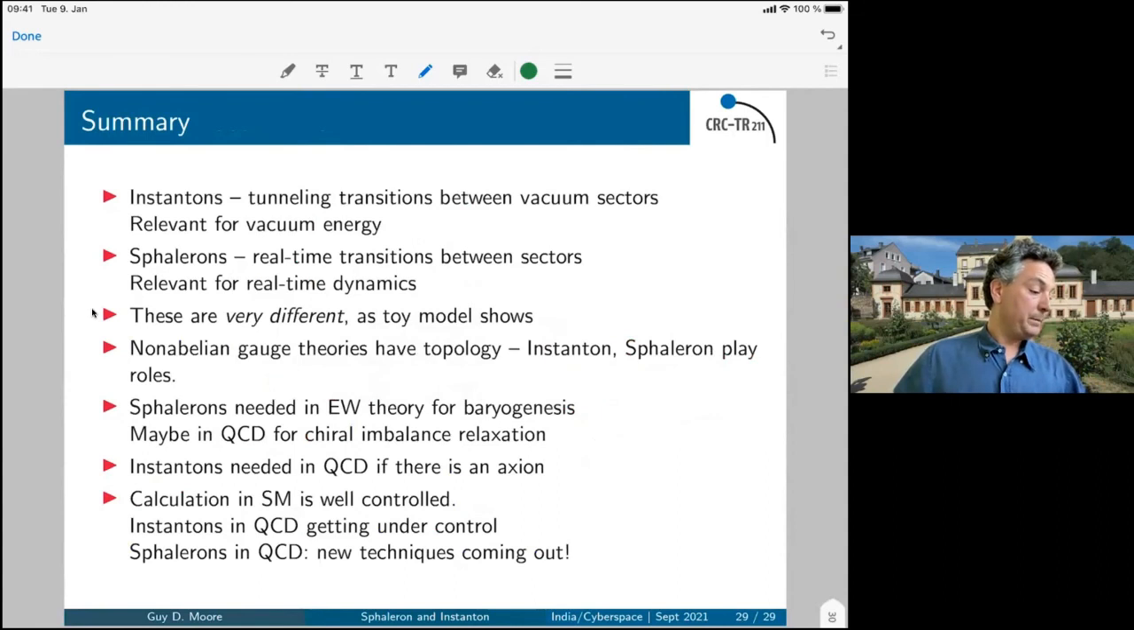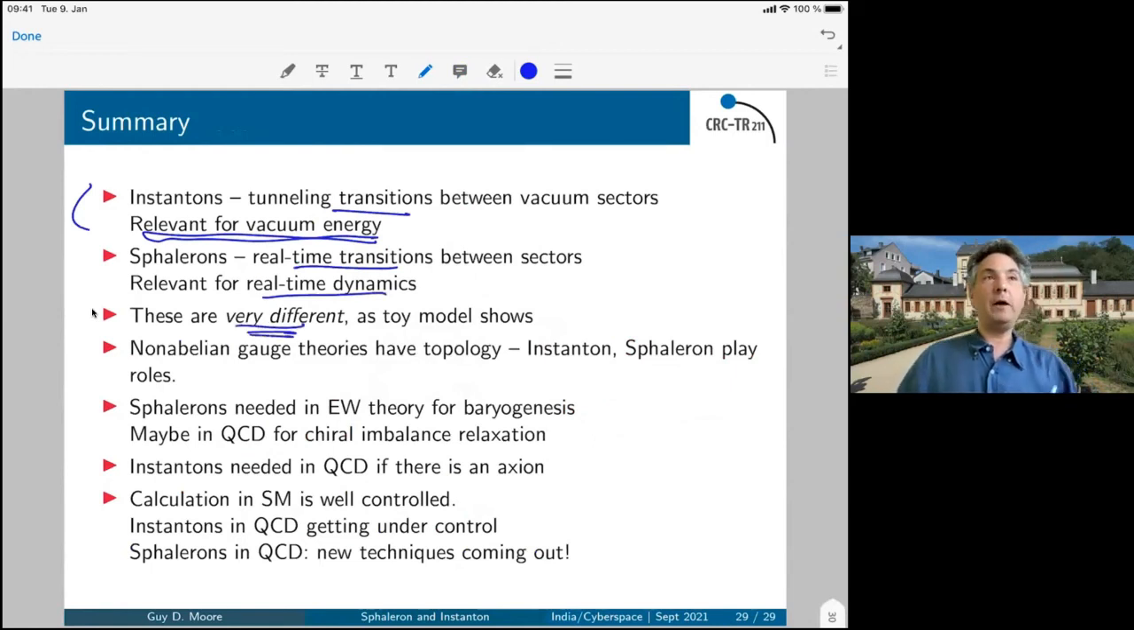So in summary, instantons are tunneling transitions between vacuum sectors, and they're relevant for questions like the vacuum energy. Sphalerons are real-time transitions, and they're relevant for some real-time dynamics, and they're very, very different from each other. And our toy model gave us a very clean physical picture of how different they are, and why this one tells us about free energies and why it gets smaller and smaller as you go to high temperature. And this one tells us about real-time dynamics, and it gets bigger and bigger as you go to high temperature.